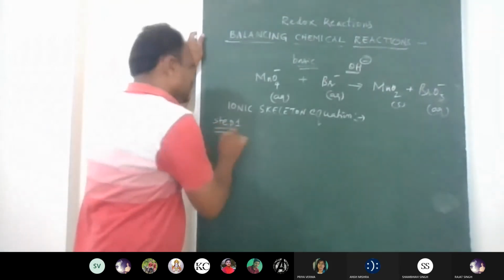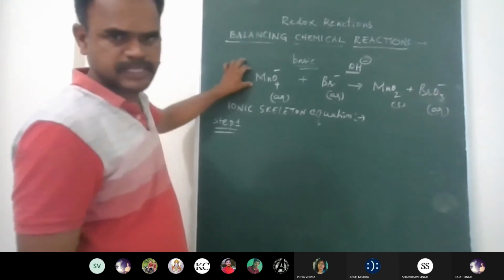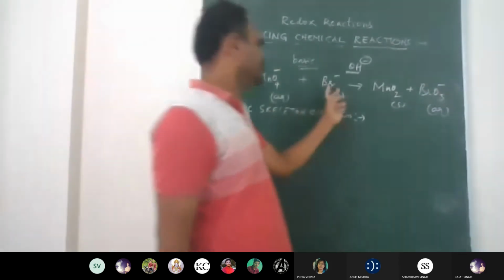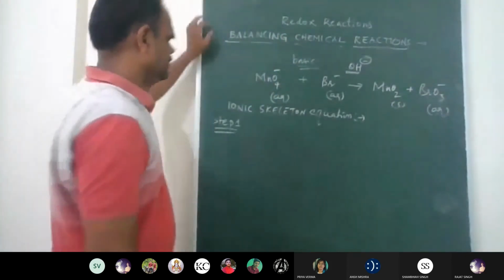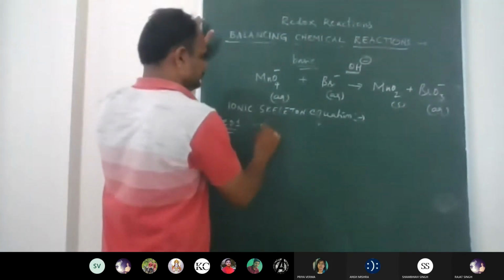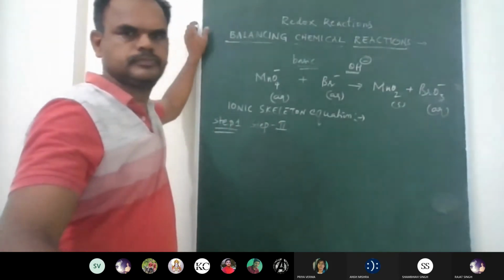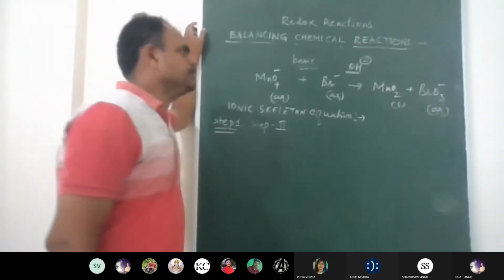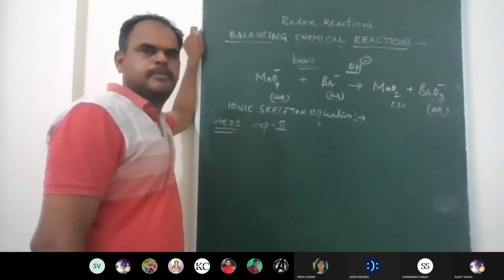So now find out what to write in step 1. In step 1, just write the formulas. What are the reactants here? Permanganate ion, bromide ion. Products, what are those? MnO2, BrO3. What should we write in step 2? Tell me step 2. So what is the step 2 we should write? Nobody is talking.